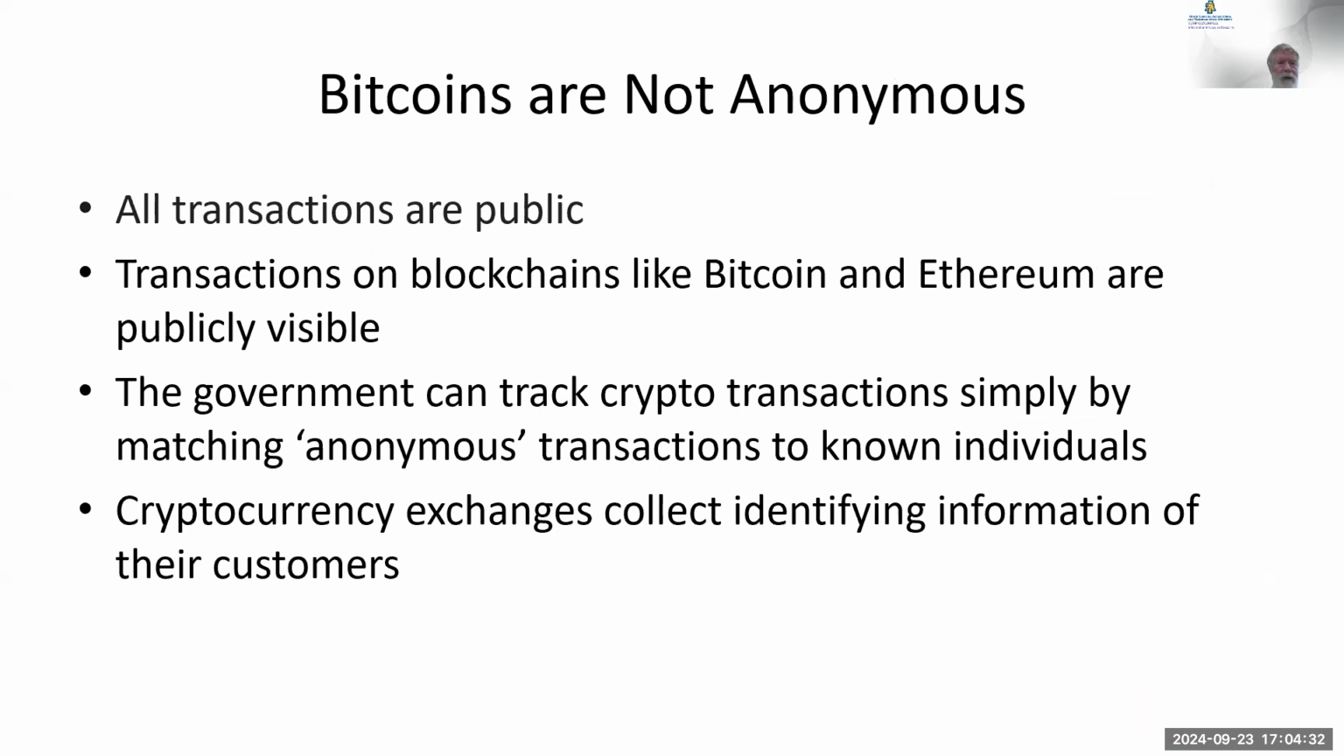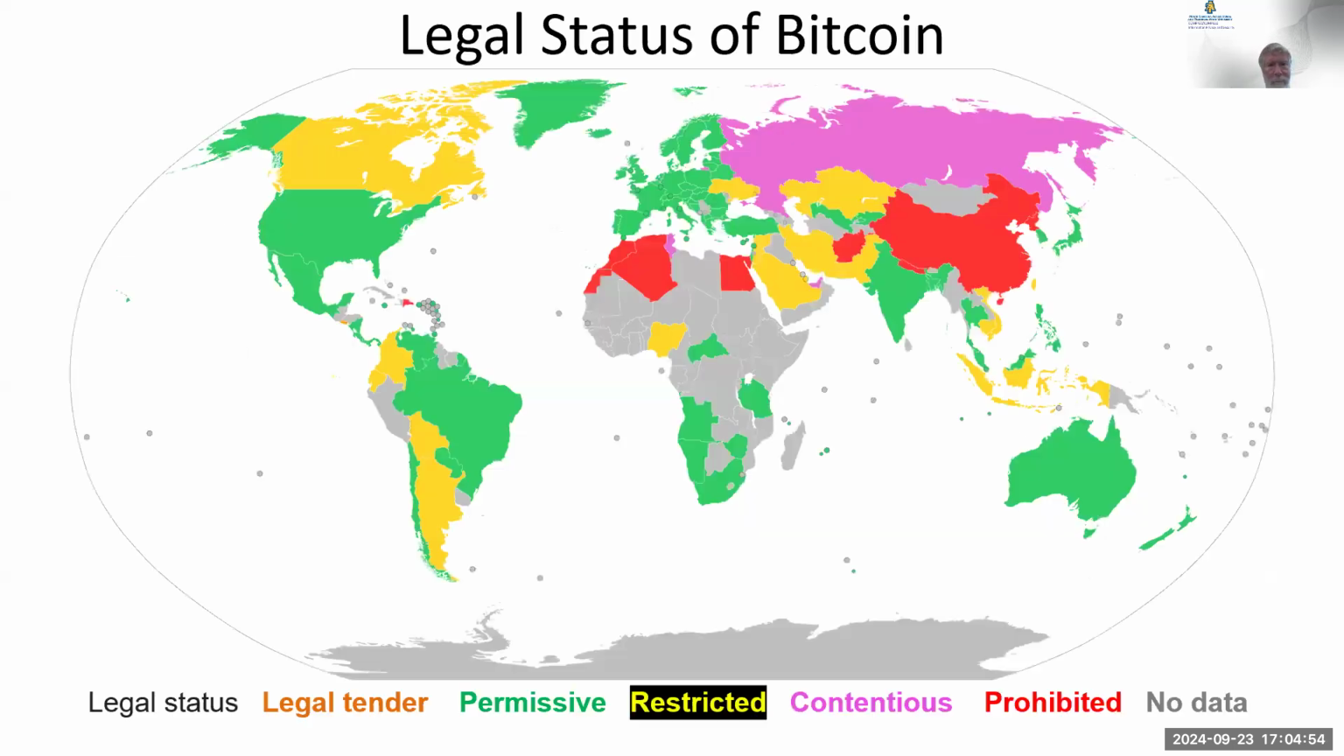Okay, Bitcoins are not anonymous, in case you're thinking of selling AK-47s by the truckload. No, the blockchains are publicly visible. Government can track this, and the wallets all report what's going on. So they're not nearly as anonymous as people think they are.